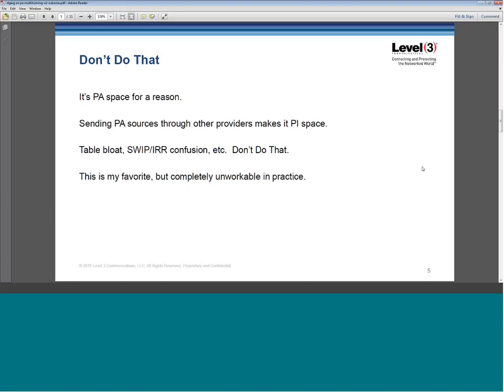SWIP is busted, IRR is busted. As far as I know, the tools that we have that do our BGP filters make no distinction between PA and PI. It's all just addresses to us. That's my experience of our tools. That's all I can speak for here. This is, of course, the favorite answer, but it is completely unworkable because the cat's already out of the bag. Next slide, please.